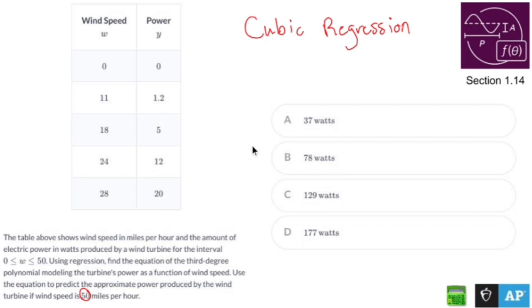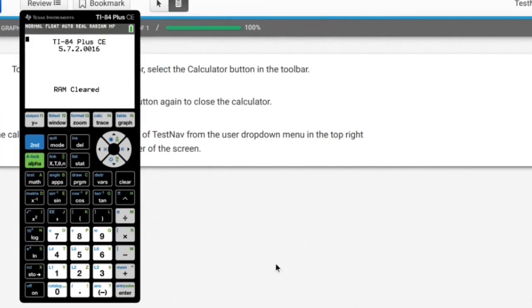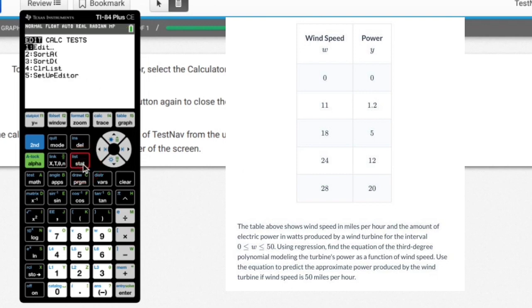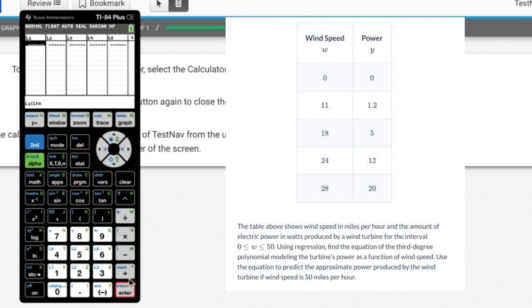So I'm going to do cubic regression and then plug in 50. And when I do this, I'm going to find out that the cubic regression isn't pretty, and there's going to be a little shortcut that we could use to make life easier. Cubic regression. So let's start by hitting Stat, Edit, and just typing away. We've got 0, 11, 18, 24, and 28. You move to the right, we've got 0, 1.2, 5, 12, and last but not least, 20.